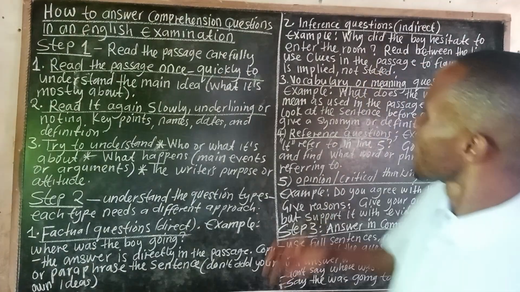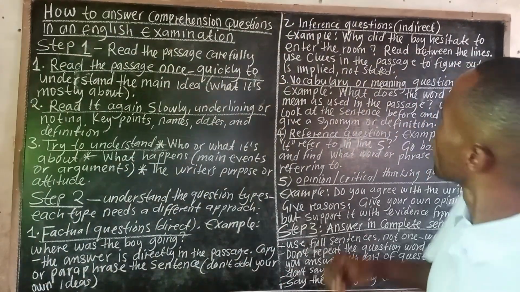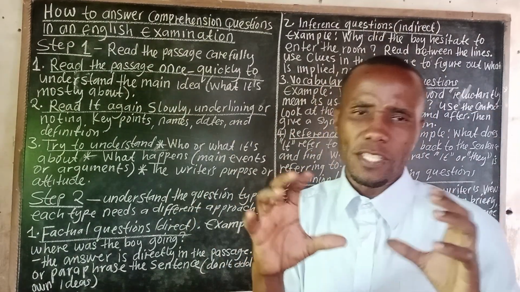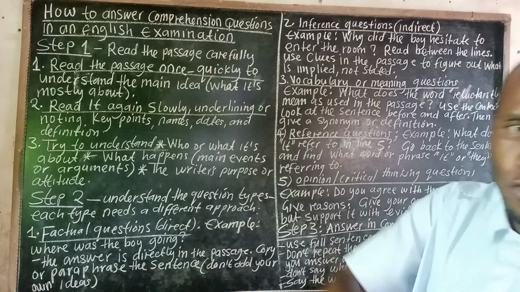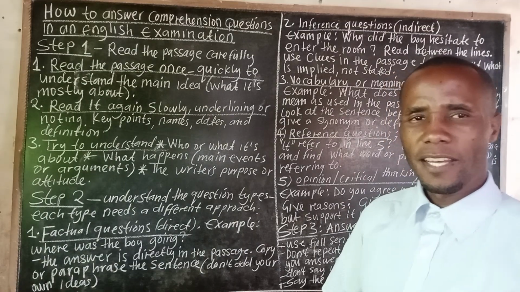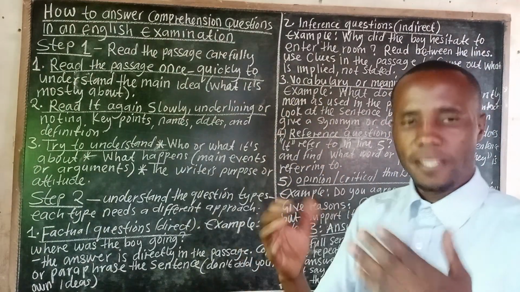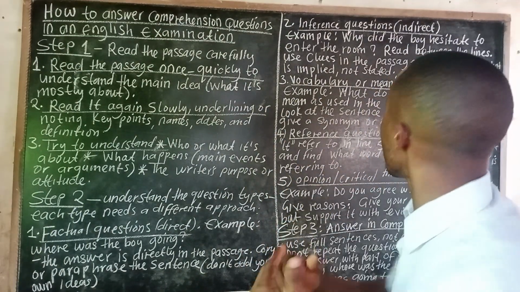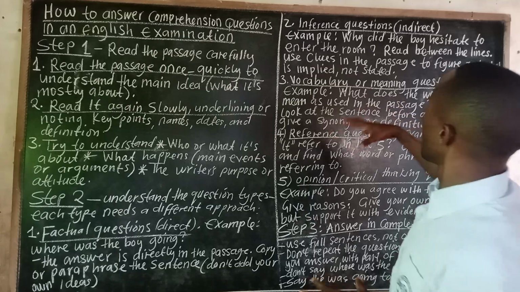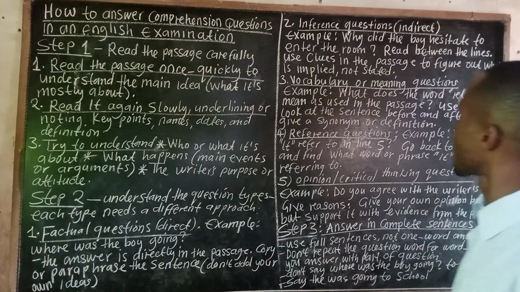So now, to answer this type of question, which is inference questions or indirect questions, you need to go back to the passage. You read the passage and you see the clues that can actually lead you to the answer. Because inference questions don't actually state the points directly in the passage. You have to dig. It is somehow hidden there. So for you to come up with that answer, you have to look for clues that can actually help you to come up with the answer.